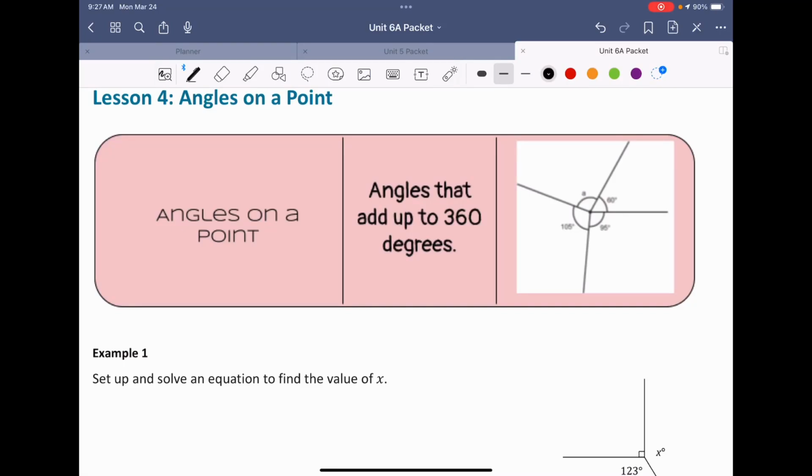All right, we're on lesson 4, which is angles on a point. So angles on a point, the key fact we need to know is that they are going to add up to 360 degrees. The reason they do that is because they are forming a circle.